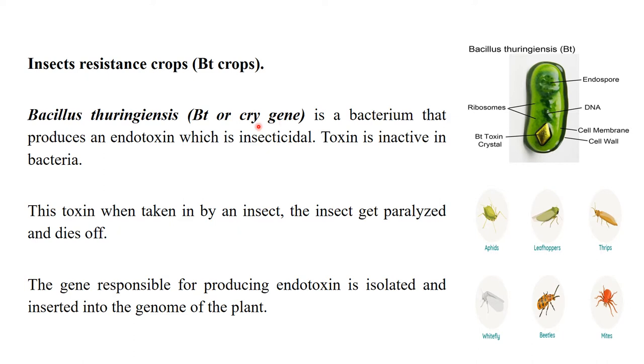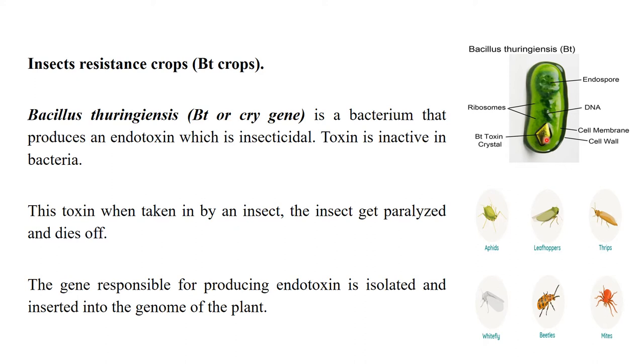This cry gene is responsible for a protein. It encodes a protein called cry protein, and this protein is just like a crystal. This is the crystal protein, and the toxin is called BT toxin because of the bacterium Bacillus thuringiensis. This toxin is produced by the cry gene. When this cry gene is expressed, it produces a protein that is just like a crystal. This is a cry gene, a cry protein.